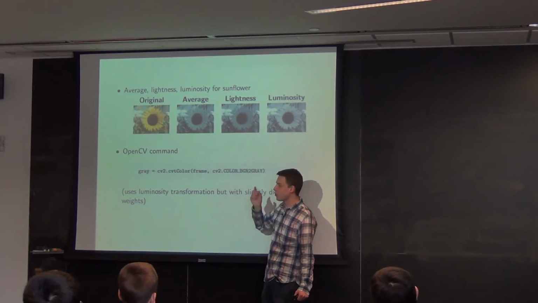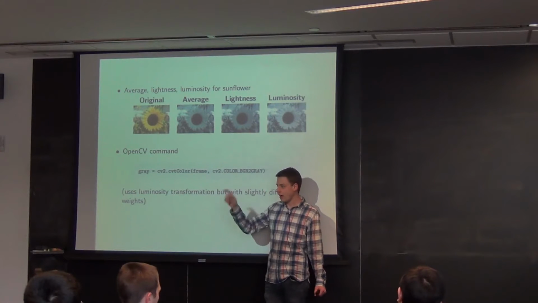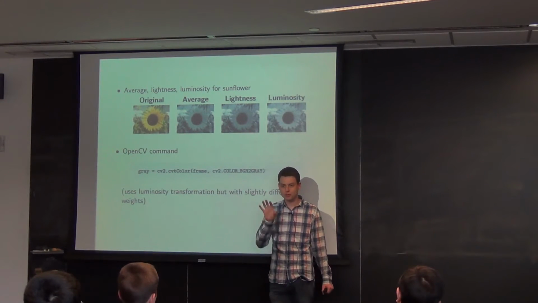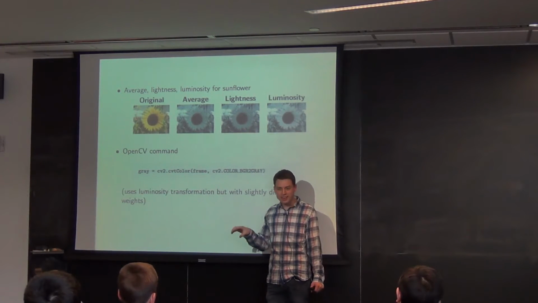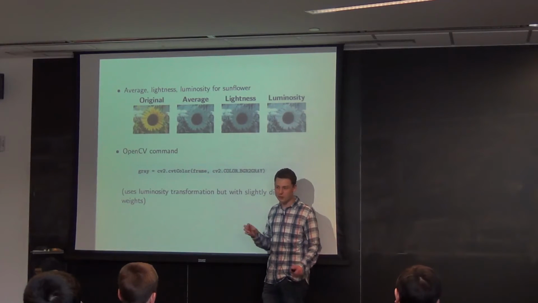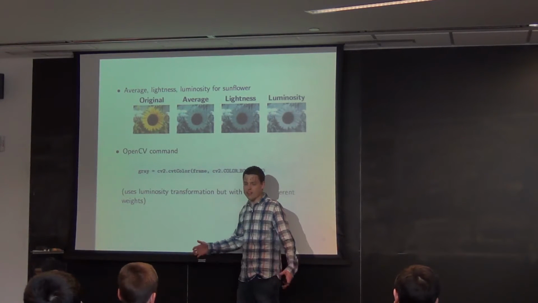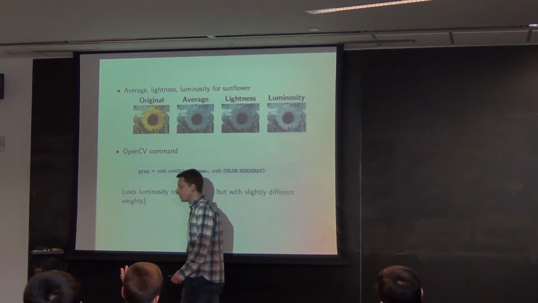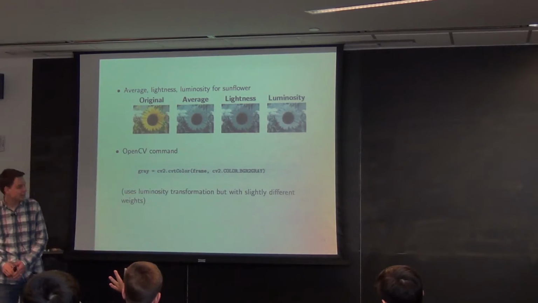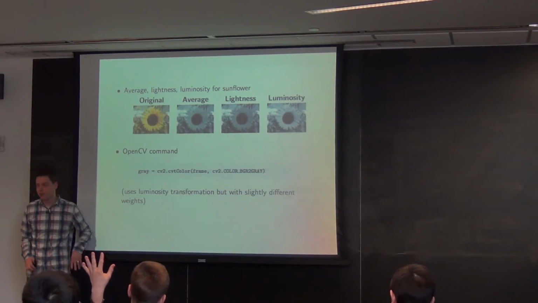It's actually the case that most images are coded raw off the camera in terms of their blue, green, red components rather than RGB, even though we all call it RGB. I don't know why that is, but it is the case. And again, this is using the luminosity transform with a slightly different set of weights here.